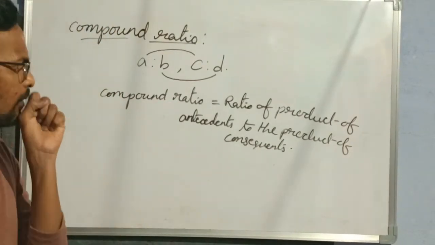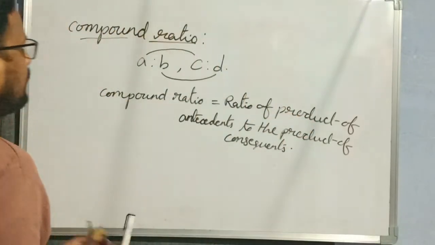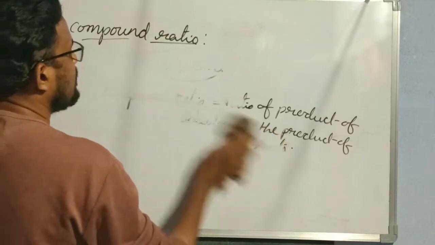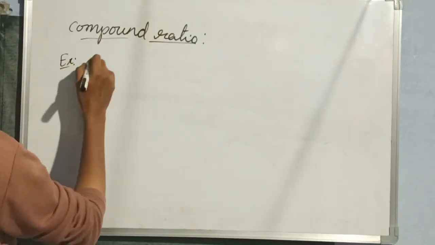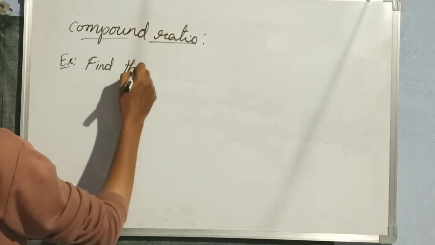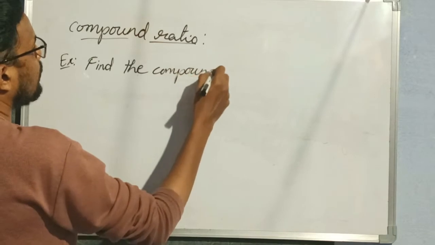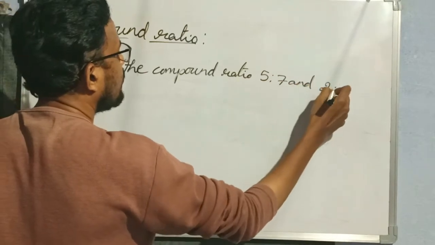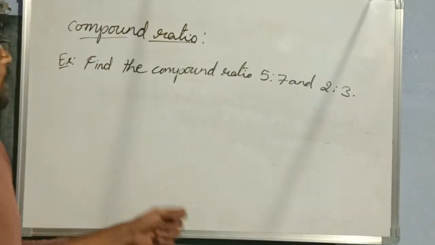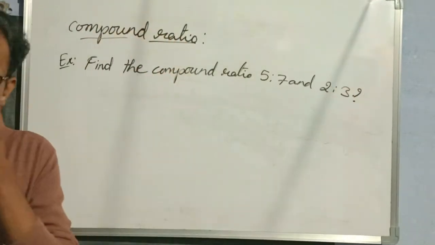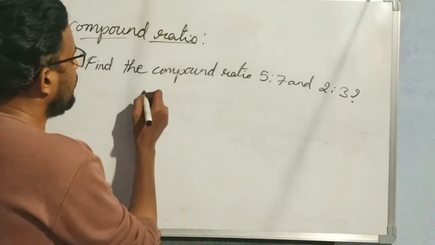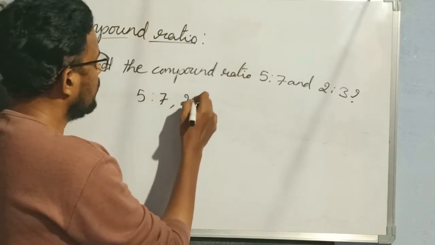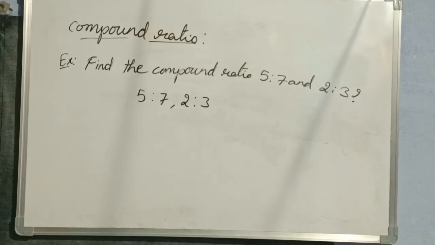Let us find the compound ratio by taking one example. Find the compound ratio of 5:7 and 2:3. This is our question. So how to find it? First write 5:7, comma 2:3. Now we want the compound ratio.